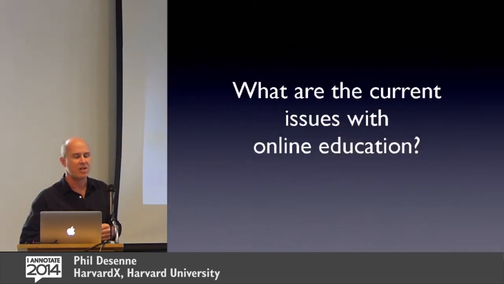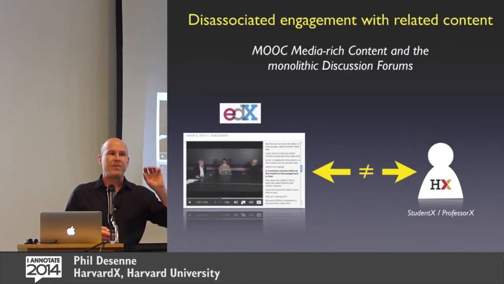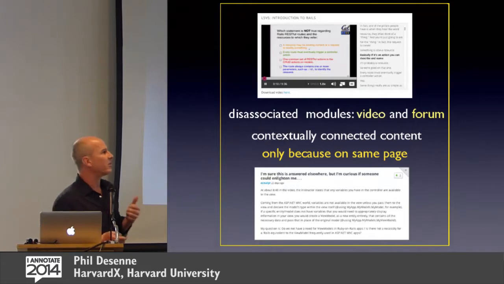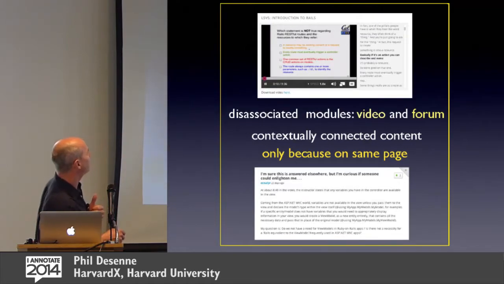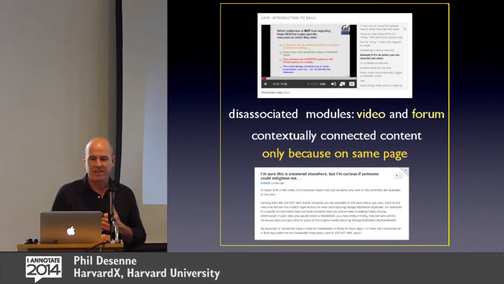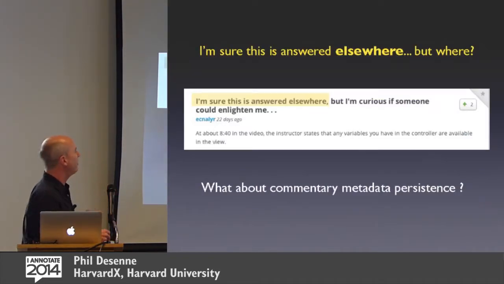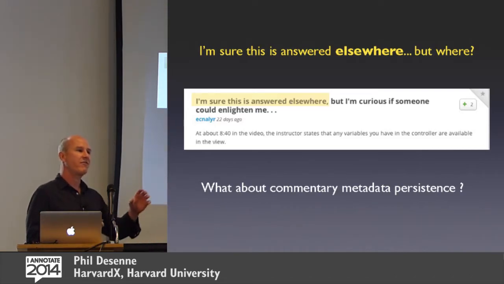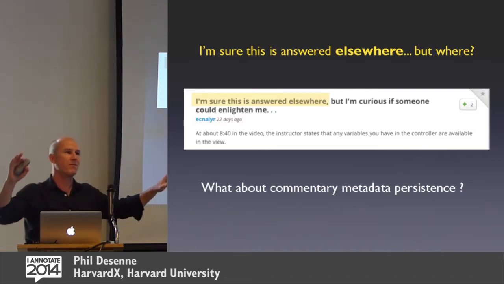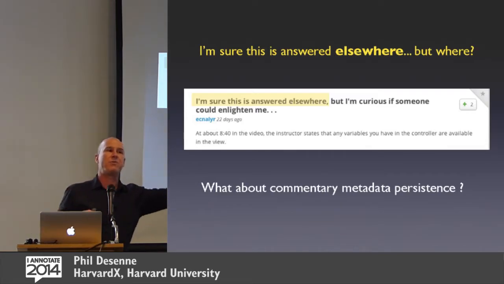So what are the current issues with online education? Well, there's a complete disassociation of content where people can't really engage with it directly. These are direct examples from the EdX platform, where you have a video and a forum juxtaposed, and within that forum, people are referring to the video and asking questions. I'm sure this is answered elsewhere, but where? If you disassociate the video and the forum, people can't come back to it or in the future see what was answered about that video. So there's no contextual information right there.